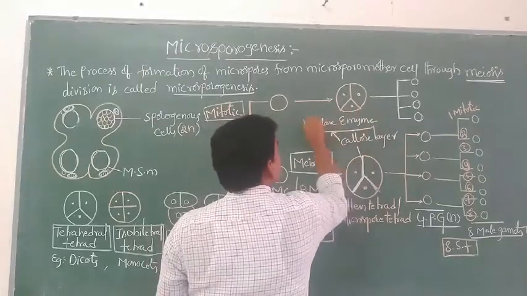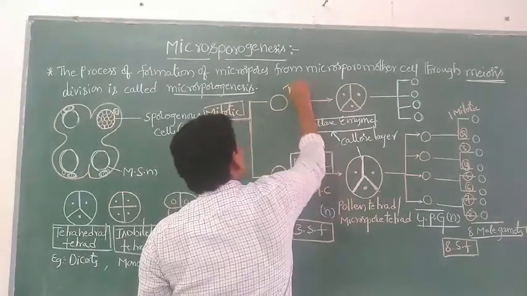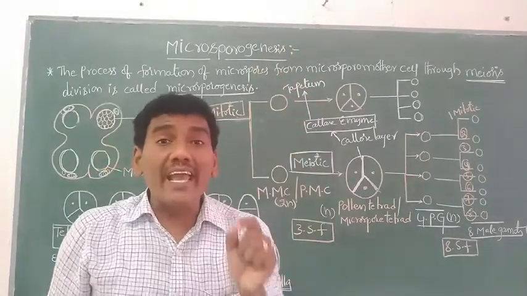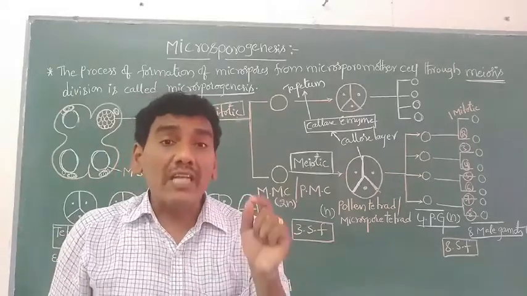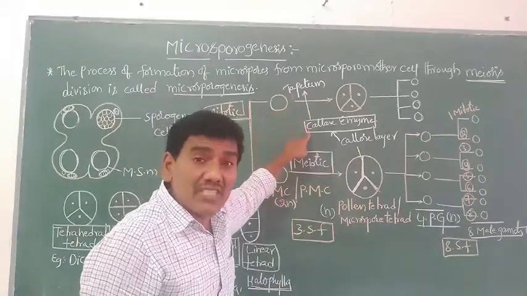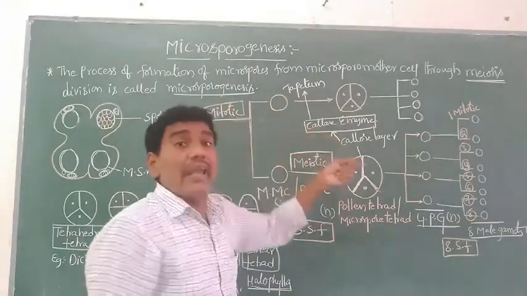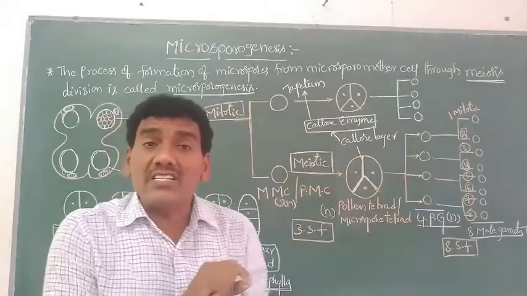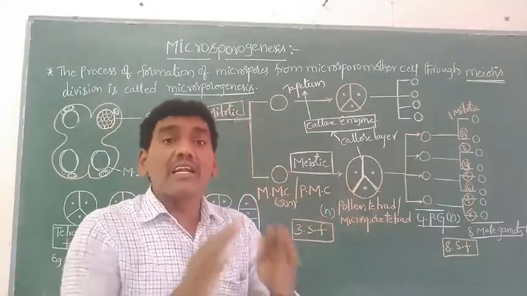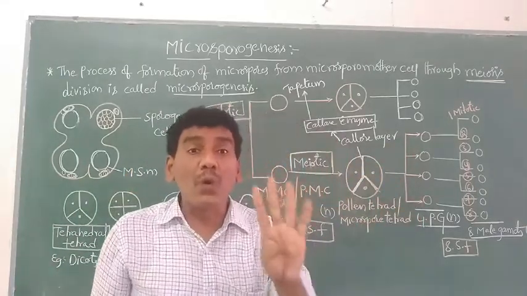The callase enzyme is synthesized by the tapetum. The tapetum is the innermost layer of the anther. The important function of the callase enzyme is to degenerate the callose layer. Due to the degeneration of the callose layer, the four pollen grains separate from each other and develop into pollen grains. Totally, how many pollen grains are formed? Four pollen grains are formed.